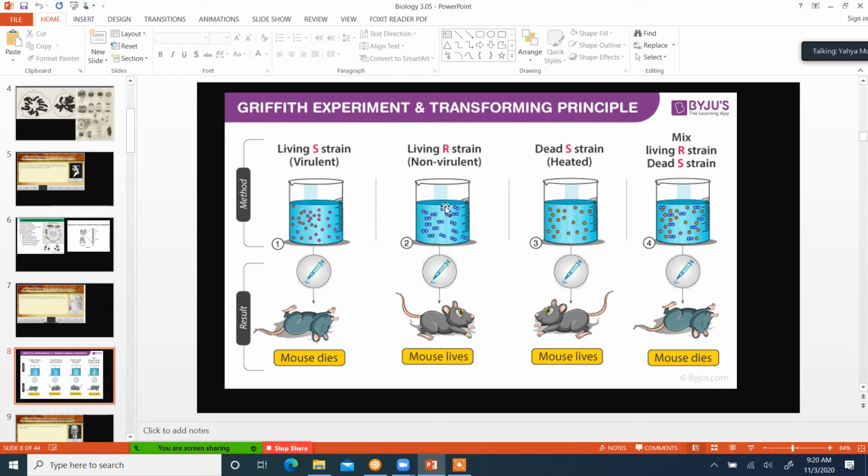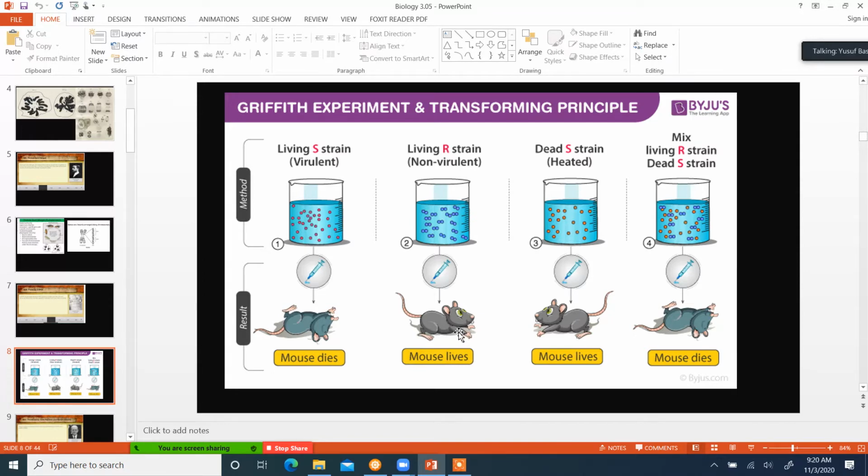Now you take this other kind of bacteria over here. This is also alive, but it's a non-virulent strain. This one is not too dangerous to the mouse, so when they inject it, nothing really happens to the mouse.